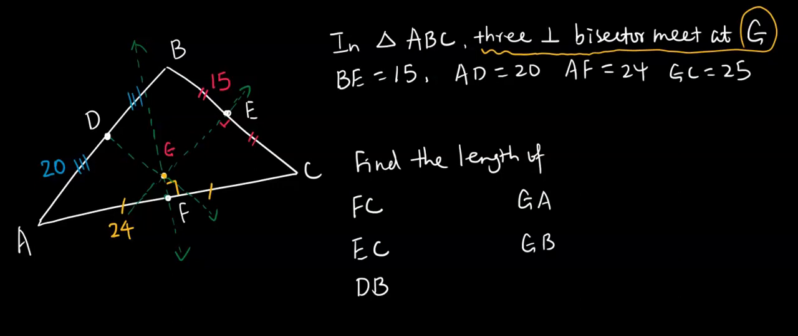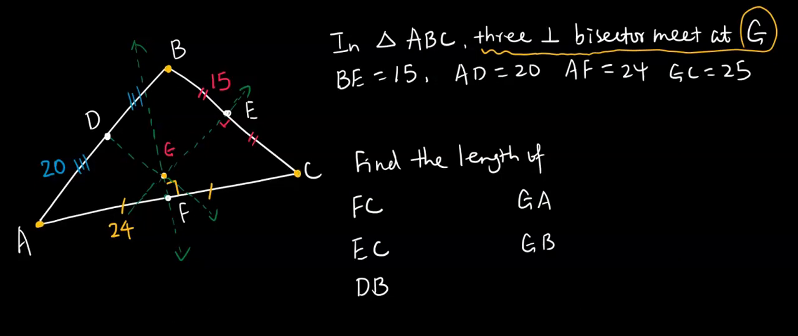We can talk about what is a concurrency of perpendicular bisector of triangle. It says in a triangle, the perpendicular bisectors of a triangle intersect at a point that is equidistant from the vertices of the triangle. This is the vertices of triangle.